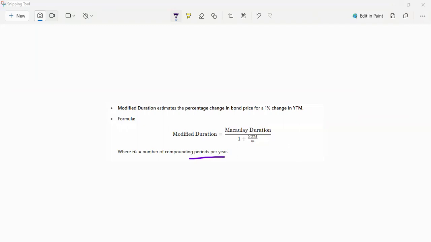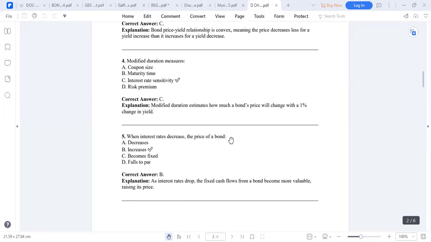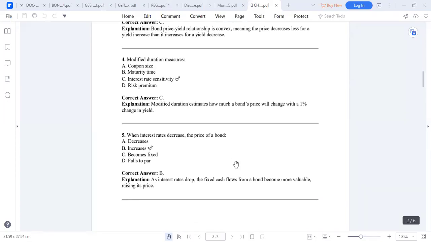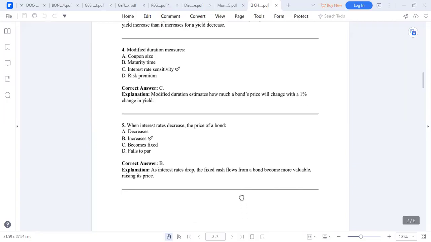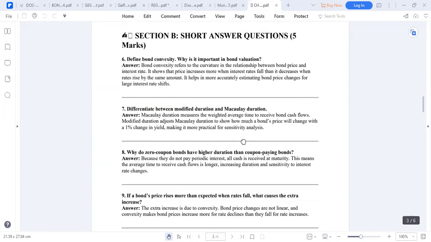All right, question number 5. When interest rates decrease, the price of the bond will do what? It will increase. As interest rates drop, the fixed cash flows from a bond become more valuable. Okay, all these are in the notes that I sent today.